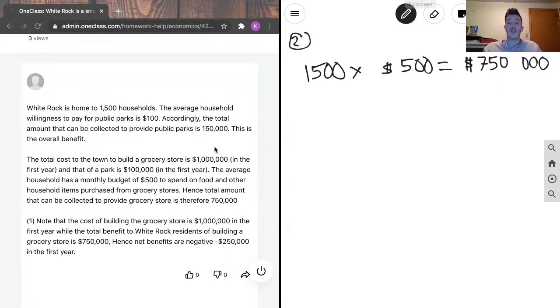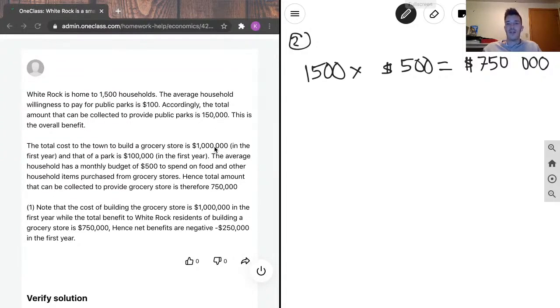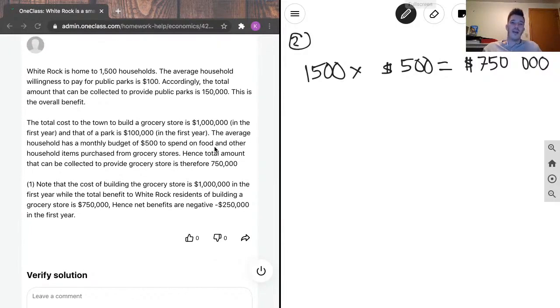But in the following year, the grocery store is already built, so the $1 million in cost goes away. But people still need groceries, will still be shopping at that store. So the benefits over time are going to be grossly positive. So for example, in the second year, the total net benefits are going to be $500,000, then $1.25 million, then $2 million, et cetera. So the cost of building the store is one time, while the benefit happens in subsequent periods.